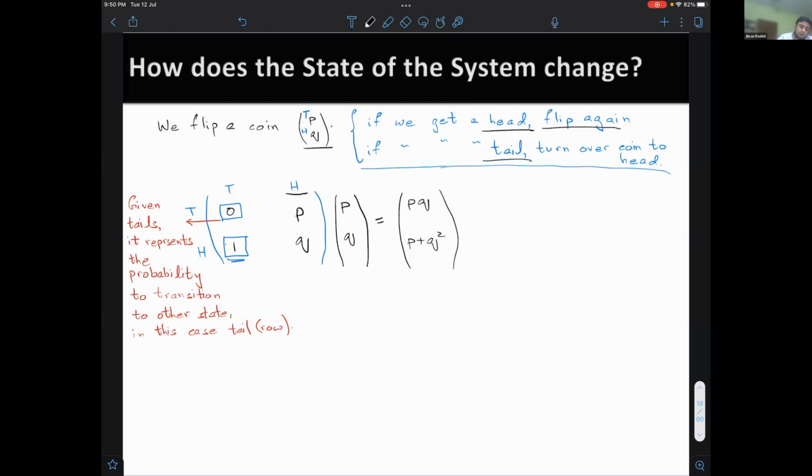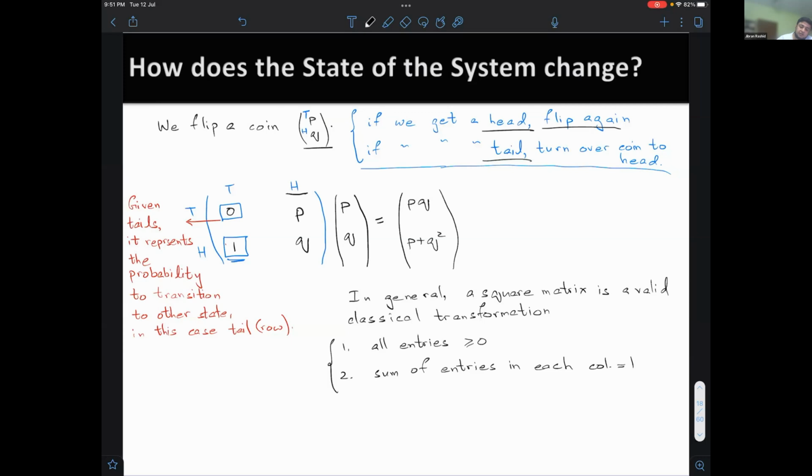Let's write them down. In general, a square matrix is a valid classical transformation if and only if it satisfies these two conditions: 1, all entries are greater than or equal to 0, and 2, the sum of all column entries equals 1. And so these two conditions together define a class of matrices that are called stochastic matrices in the literature. One of the research talks talked about Markov chains. Markov chains are used exactly to think about certain experiments and models, and this is for a single bit, but the same idea will come to that.